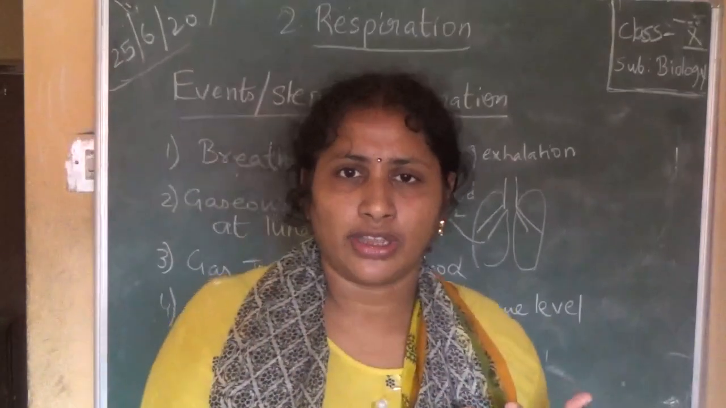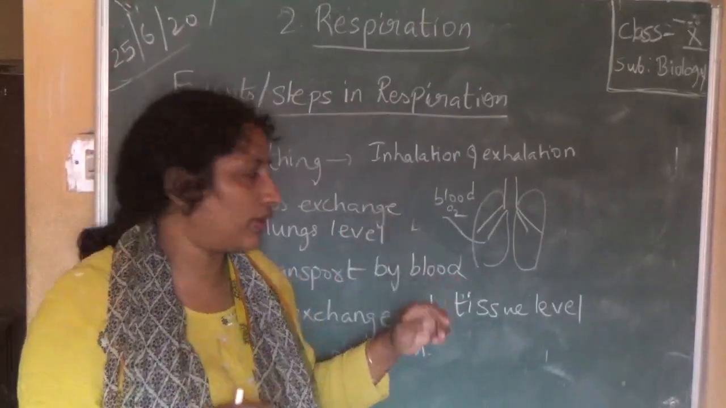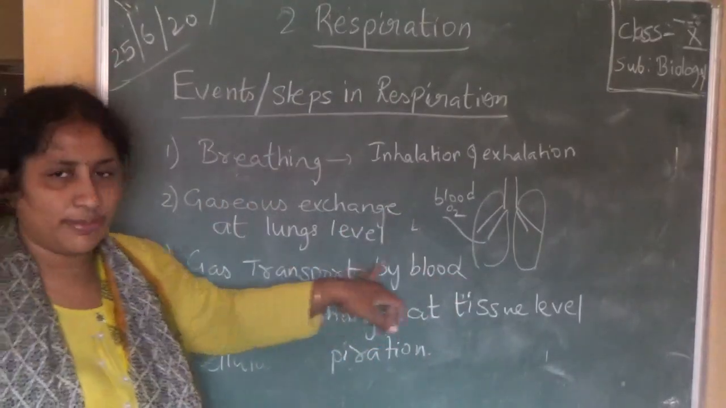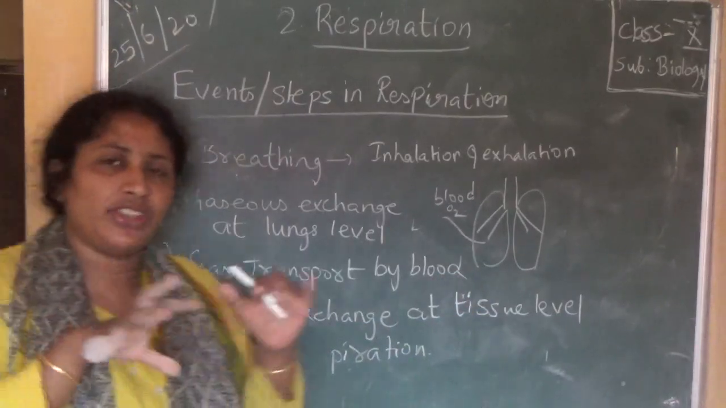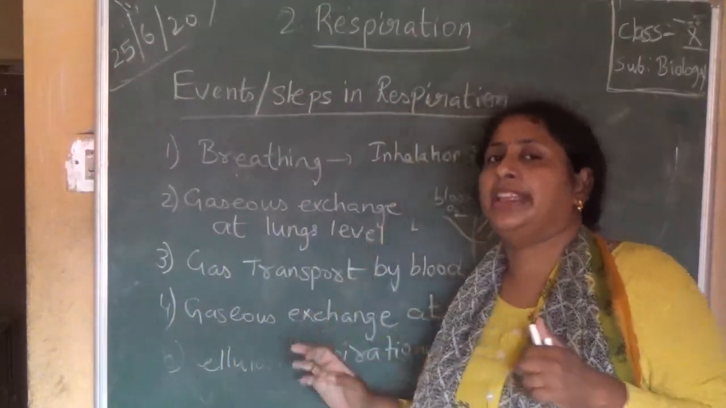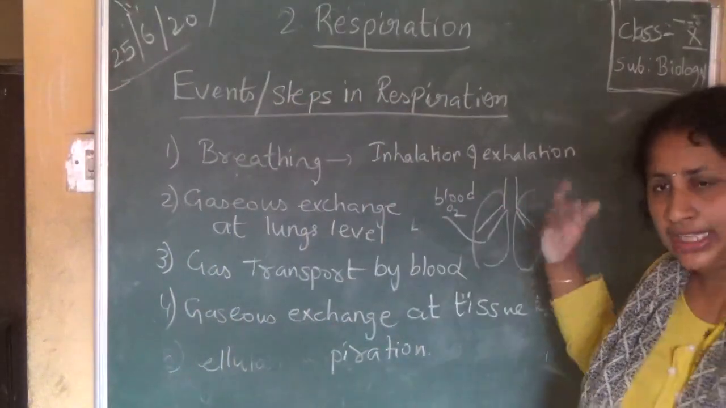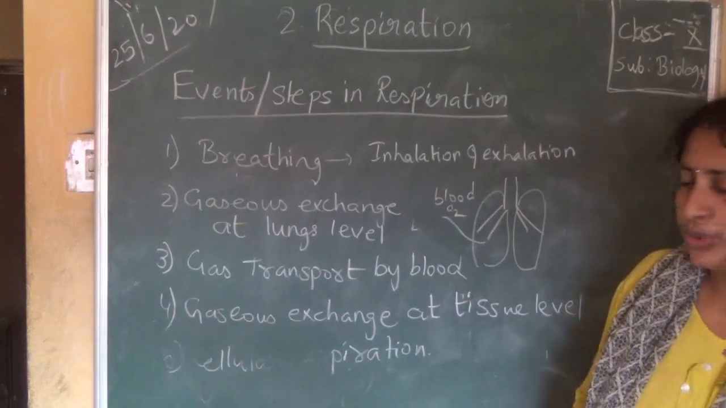Who will bring that oxygen? So blood is bringing the oxygen. From where? From lungs. Okay. So gases transport by blood. Even the carbon dioxide which is produced inside the cell will also be carried back by the blood to the lungs. Next, gases exchange at tissue level.